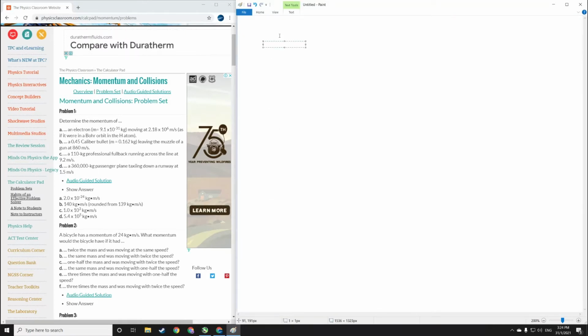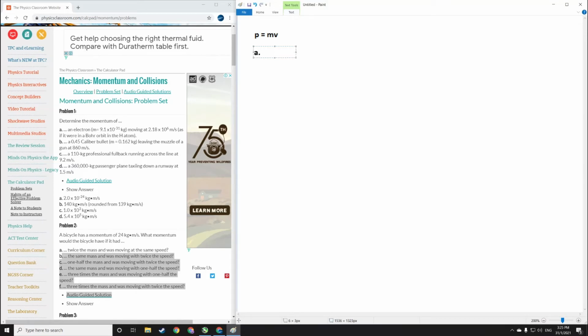Okay, so a bicycle has a momentum of 24 kg meters per second right here. What would the momentum of the bicycle be if it had twice the mass and was moving at the same speed? So this one should hopefully be fairly quick because we already know P equals mv, and so based on that we can just intuitively tell, we don't need to do any calculations.